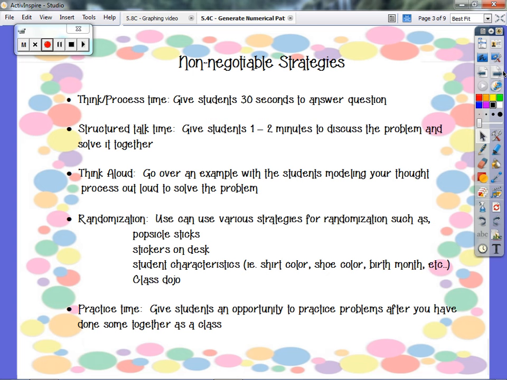These are strategies that you will be required to be implementing in your lessons. Now, you're not going to be required to have all these in a lesson, but you are going to be responsible for having some of these in there.